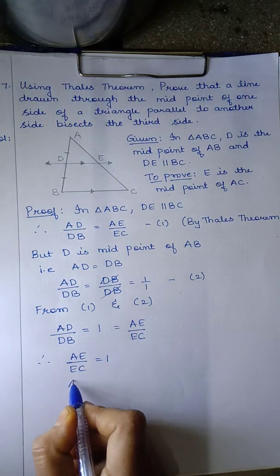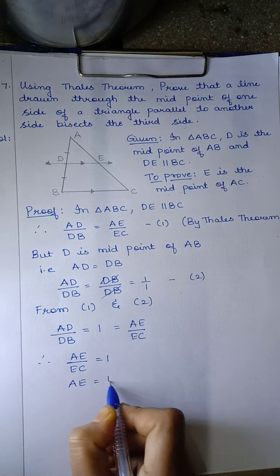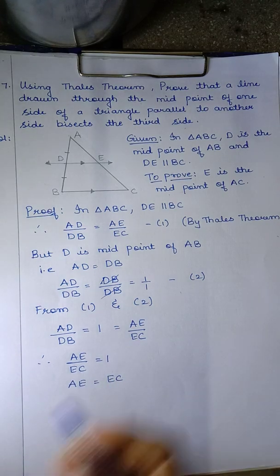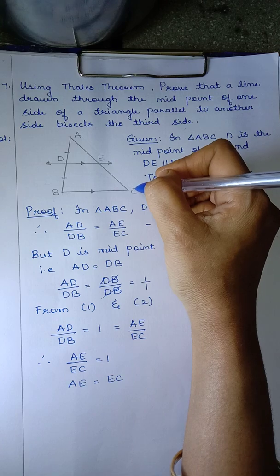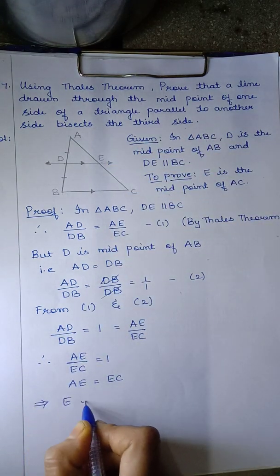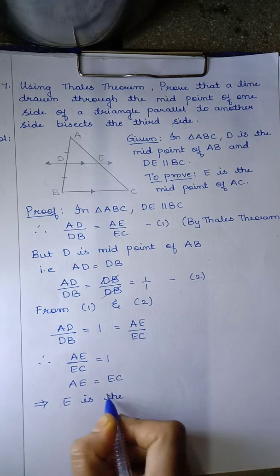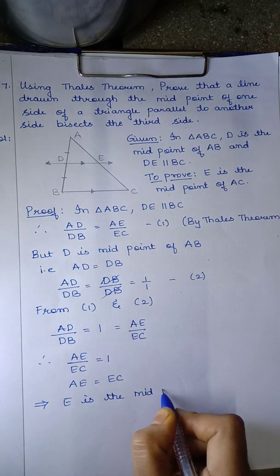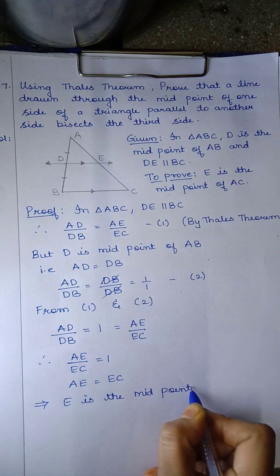Now if you cross multiply you will get AE is equal to EC. So AE is equal to EC. This implies E is the midpoint of AC.